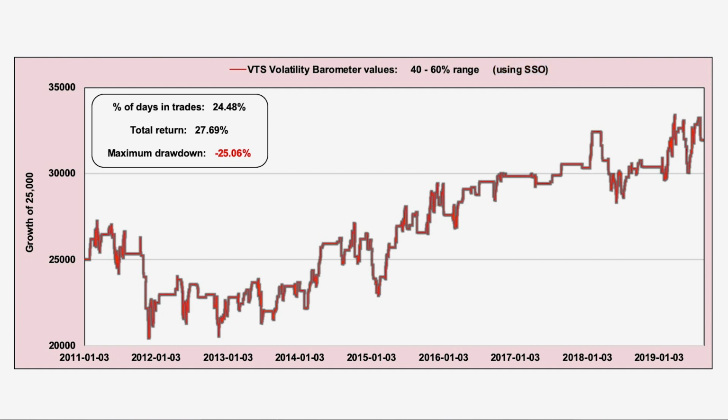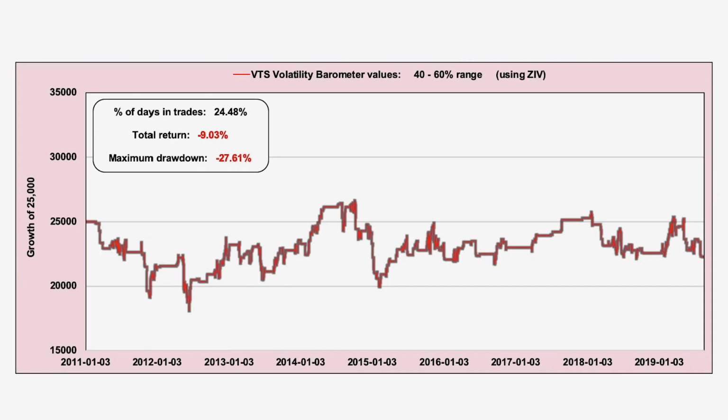Now, performance-wise, of course it's going to be higher. It's leveraged, so this isn't surprising. It's a 27.69% total return in this section compared to the 18.67% of the SPY. The problem is, because of that leverage, the maximum drawdown is now about as large as the return at minus 25.06%. To me, this violates the philosophy of the strategy, and my own level of risk tolerance for that matter. So using SSO, in my opinion, is not a viable option.